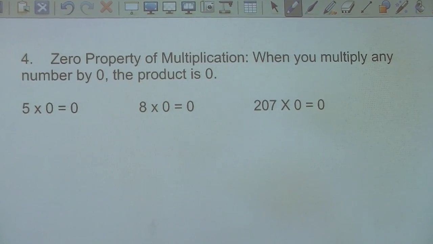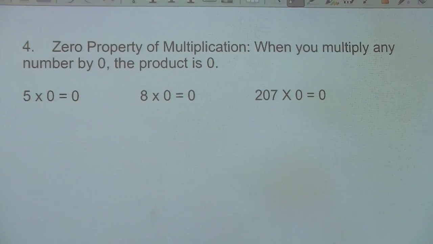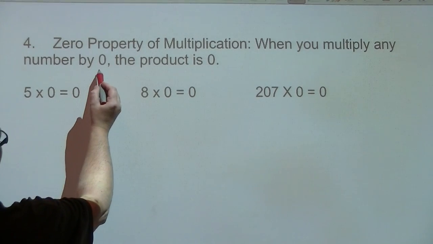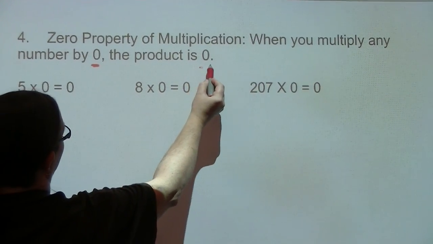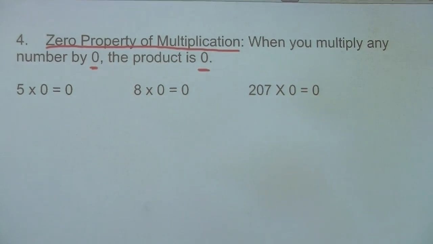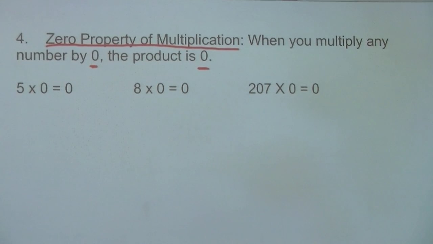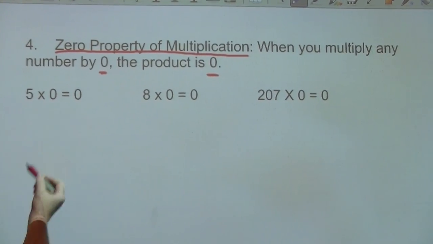Okay, let's move on to our last and final property, which should also, I do believe, be reviewed simply, is the zero property of multiplication. Okay, that states when you multiply any number by 0, the product is going to be what? 0. So simple. It doesn't matter where it is in the sentence. Whenever you see 0, you know your product has to be 0. So put down a couple examples here.